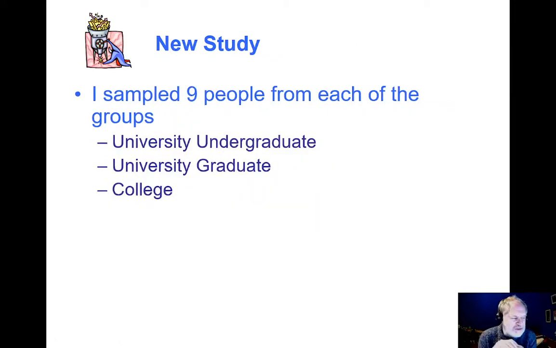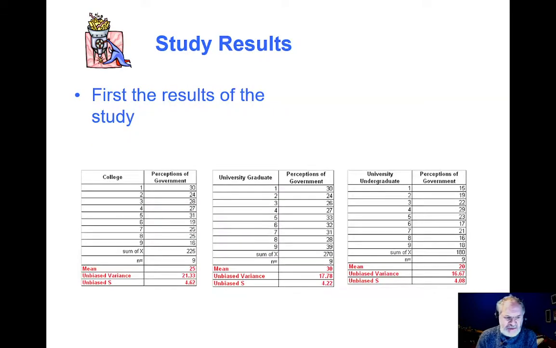Okay, so what I do is I sample 9 people from each of the 3 groups. I randomly sample from the population. I have 9 undergraduates, 9 graduates, and 9 college students. Fairly straightforward. This is my data. For the 9 college students, their perceptions of government, the mean was 25. For the university graduate students, the mean was 30. And then for the university undergraduate, the mean was 20. Okay, so I got 3 groups.